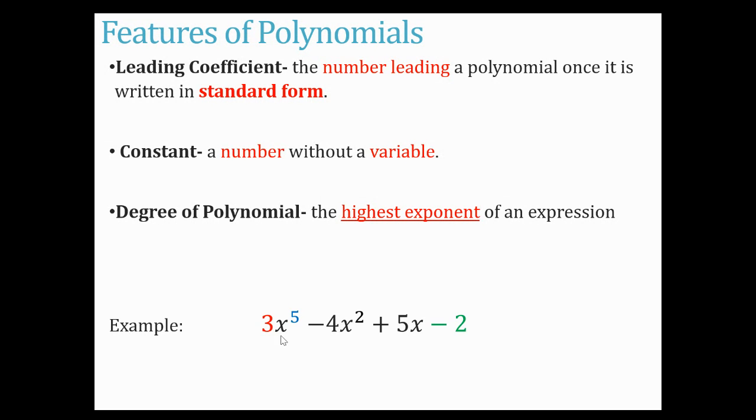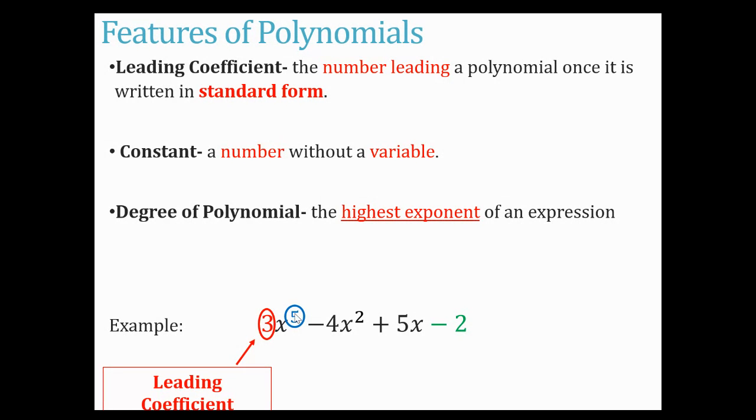We have a polynomial here, and it is written in standard form. We know that because the exponents go from largest to smallest. So 5 to invisible 1, no variable. So this 3, that's the number leading our polynomial written in standard form. That is our leading coefficient.